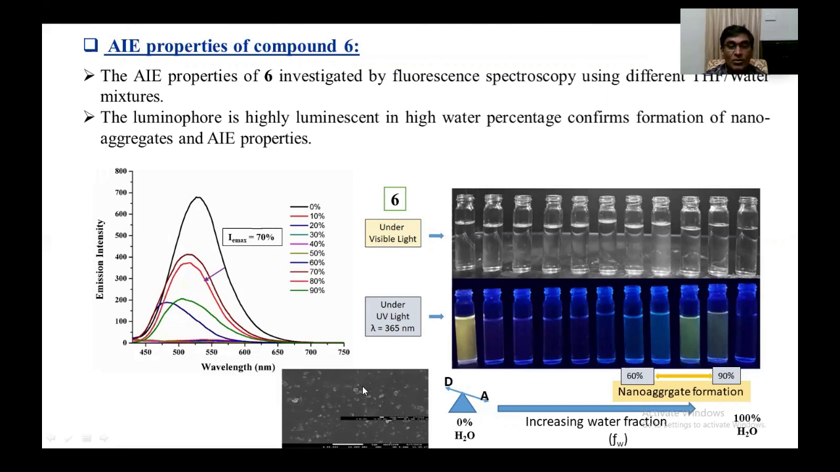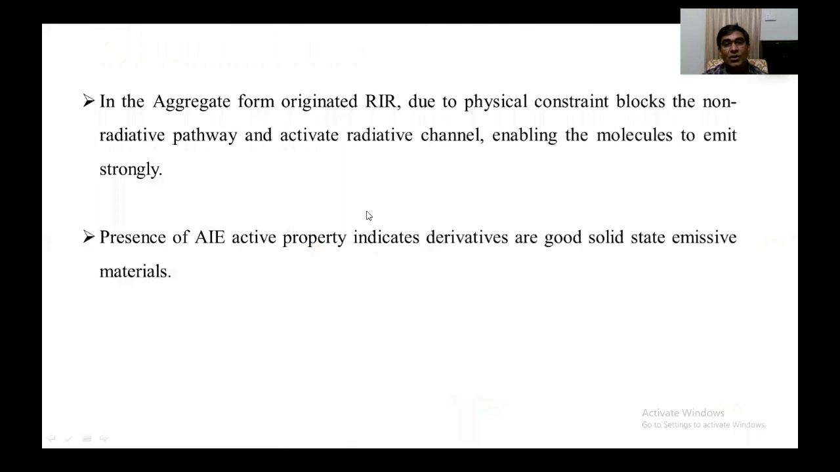In the aggregate form, RIR originates, that is restricted intramolecular rotation, due to the physical constraint of the carbazole blocks in that molecule. The non-radiative pathway is blocked and the radiative channel becomes active, which enables the molecule to emit strongly. The presence of the AIE property indicates that the derivatives are good solid-state emissive materials.